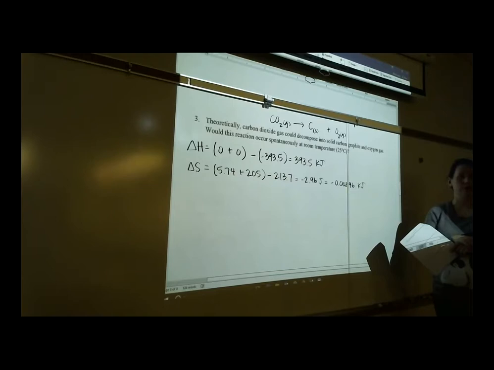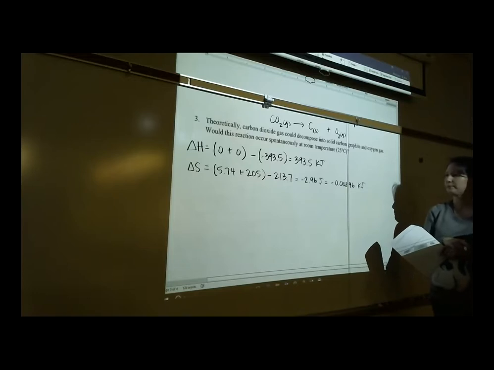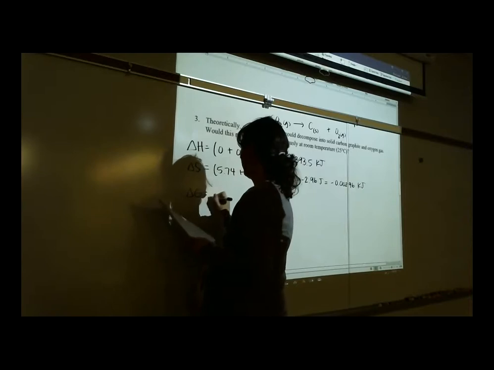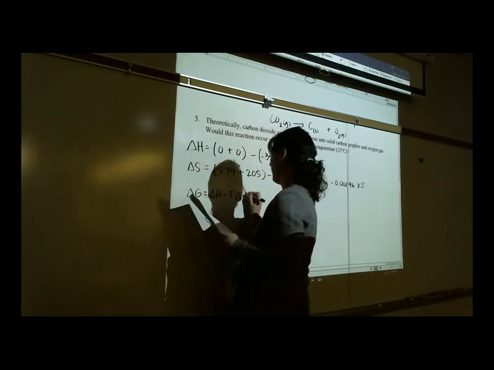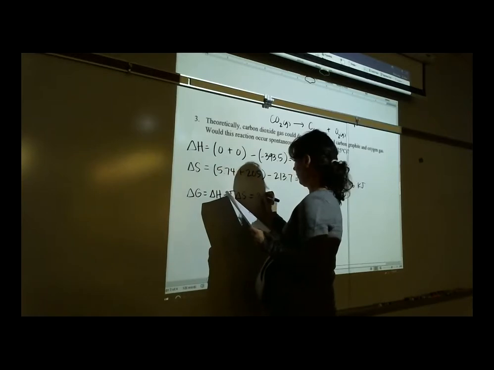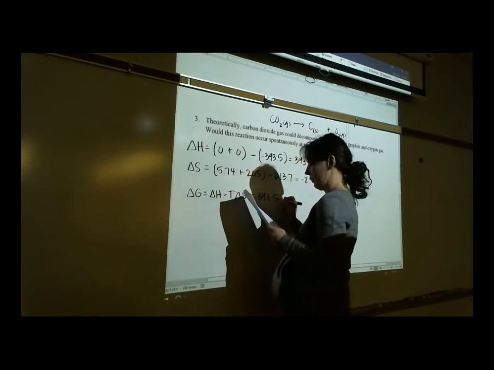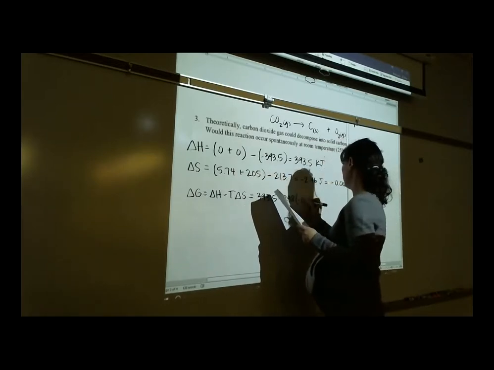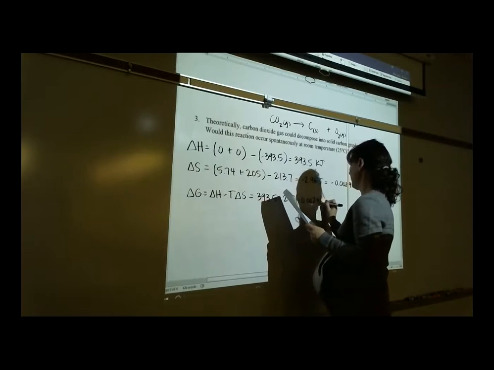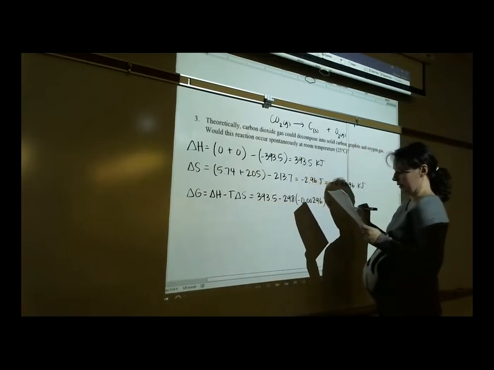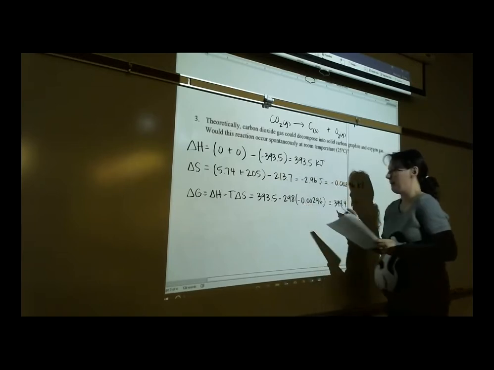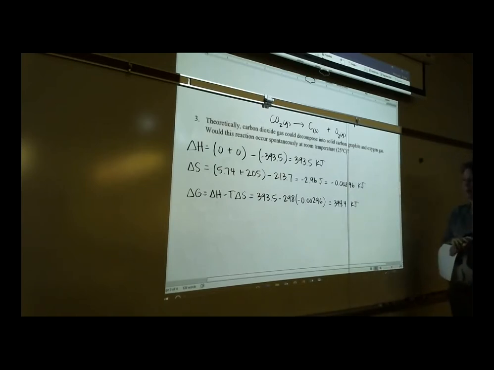Do we agree on these two values for delta H and delta S from the reference page? Yes? All right. So then delta G, delta H minus T delta S. So 393.5 minus 298, got to convert to Kelvin, times negative 0.00296. When I plug that in, I got 394.4 kilojoules. Positive large value of delta G.